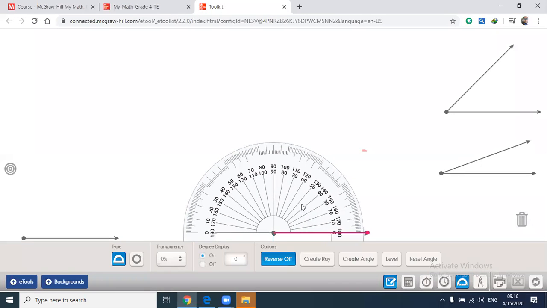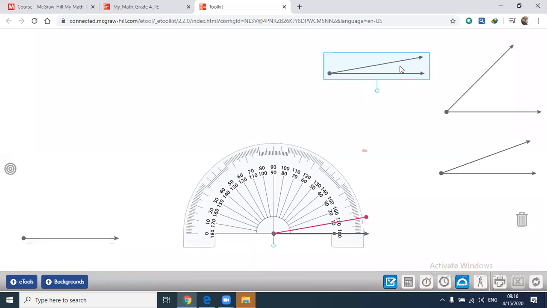The end point, and the 0 line exactly on the ray. And then we count from 0 until 10. 10 is here, right? I will make a ray here. Now I have the angle with measure 10 degrees, as you see.